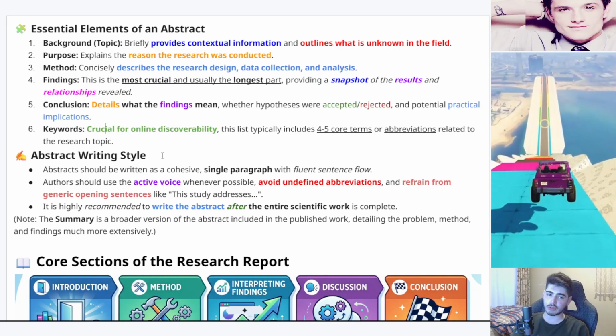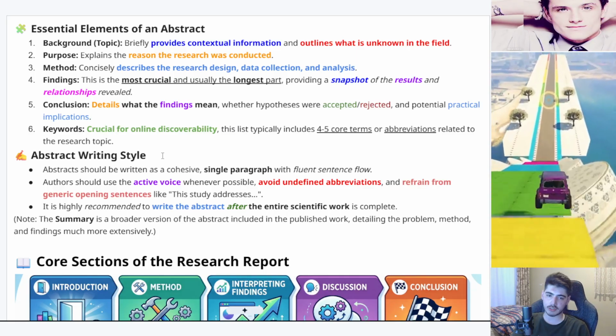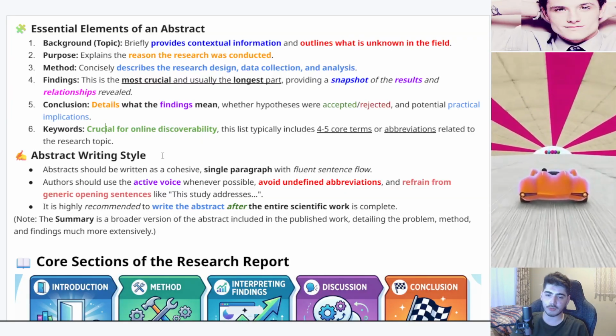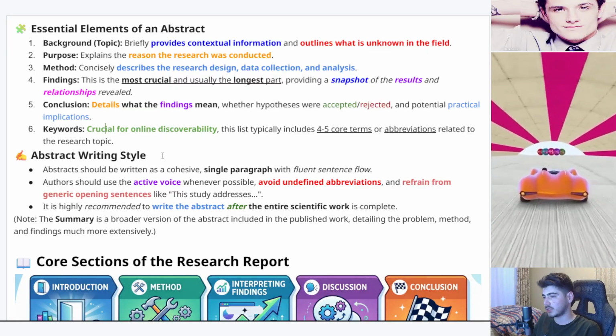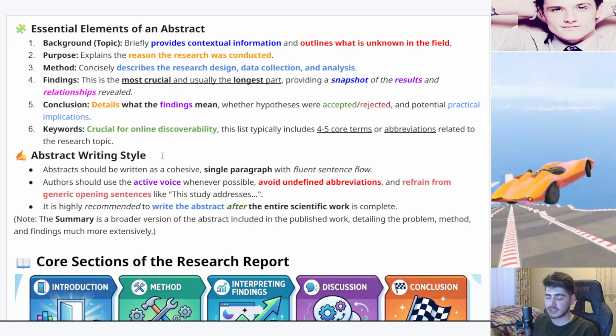And it's highly recommended to write the abstract after the entire scientific work is complete. Because without having an idea about what the scientific work will yield, you don't know what to put in the abstract because it's essentially a summary.